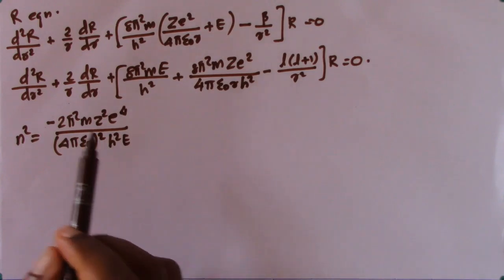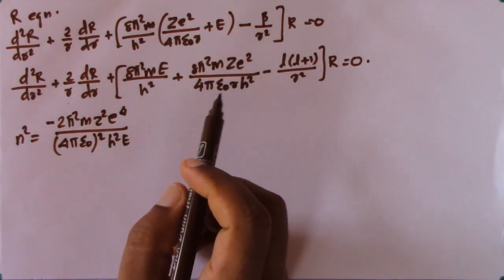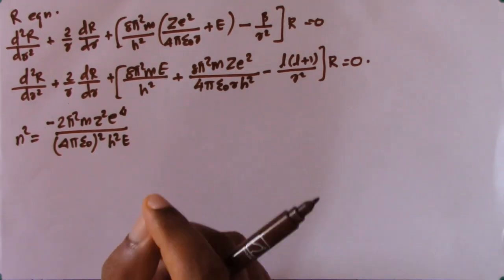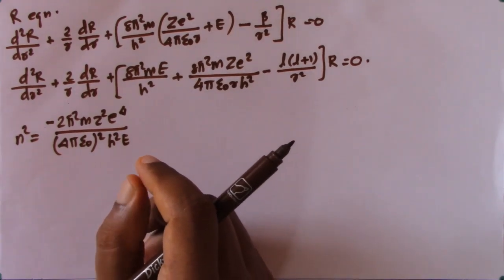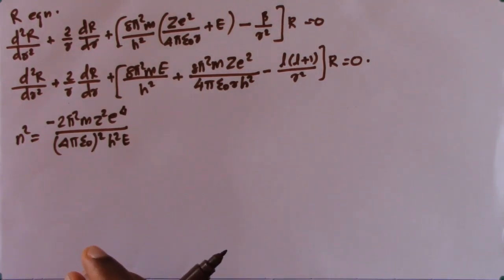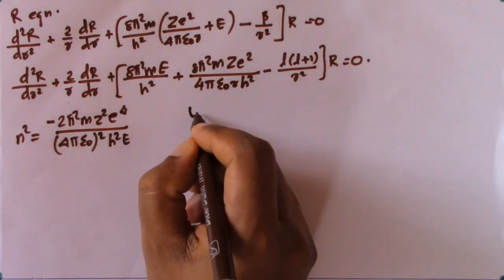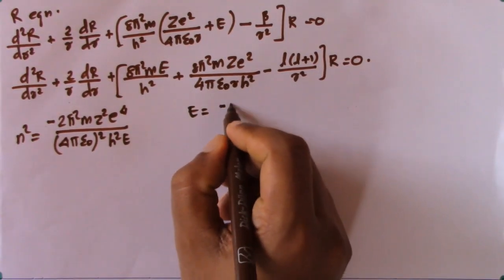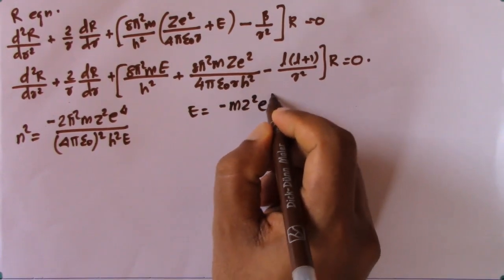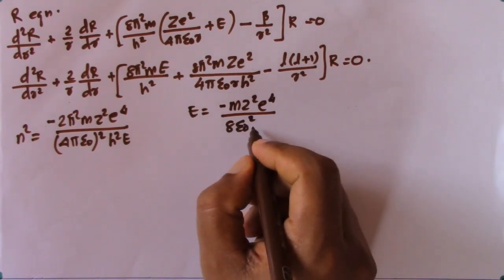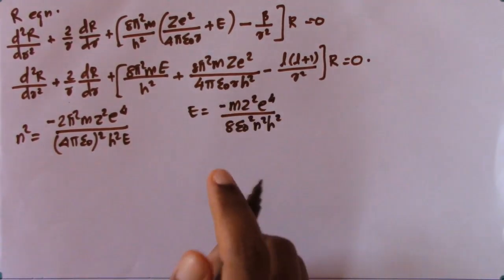This substitution will make this equation much simpler. And this is actually not a mere substitution. There is a logic behind it. When you are studying the Bohr model of the atom, from Bohr's assumptions you can prove that the energy of the electron in the nth orbit is E equal to minus m z square e raised to 4 divided by 8 epsilon 0 square n square h square. That is the energy of the electron in the nth orbit.